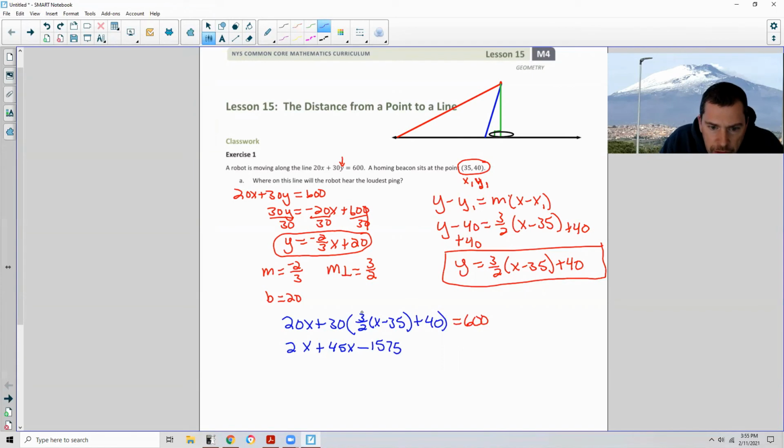What you could have done is distribute this to here and here, and then distribute the 30. I just did it all at once. 30 times 3/2 is 45. 30 times 35 times 3/2 is 1575, plus 30 times 40, which is 1200. And that is going to equal 600. I'm going to combine like terms. So this is going to give me 47x, and now it's minus, the negative is bigger, minus 375.